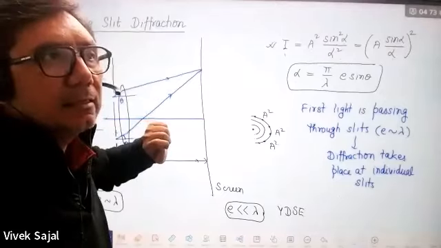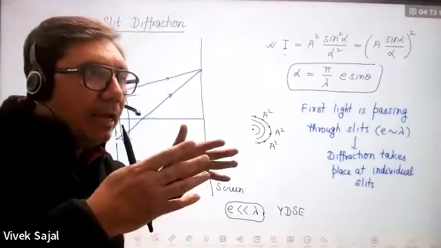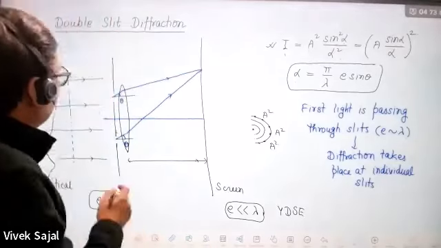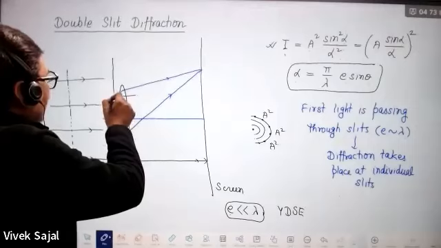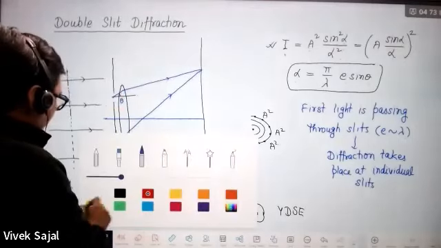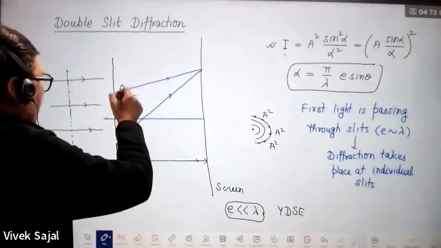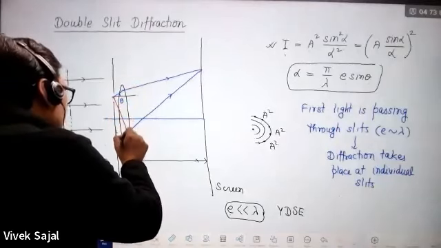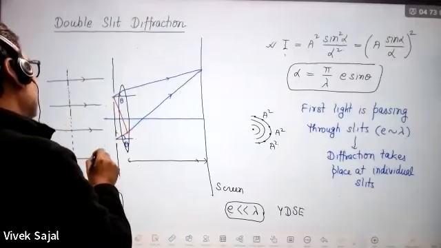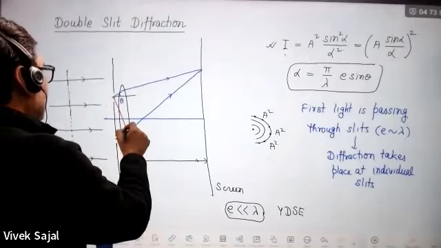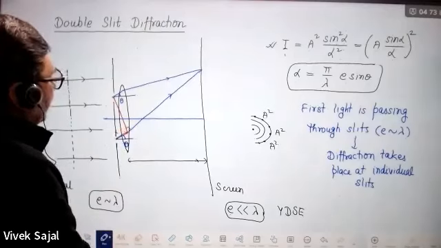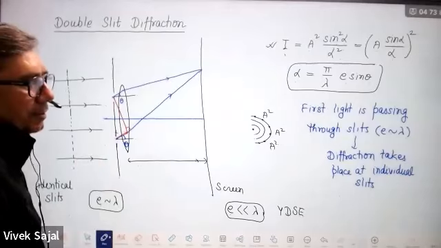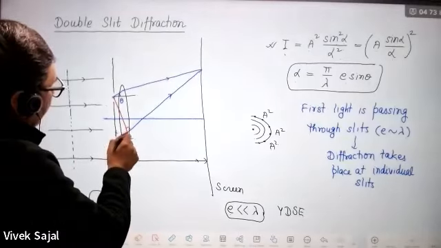Now they are superposing here, and because path difference between them is fixed. What will be the path difference? Try to understand here. Here path difference will be the path difference between these two. So for this, I will draw a perpendicular from here to here. This is not looking like it, but this will be 90 degrees here. So this will be the path difference.